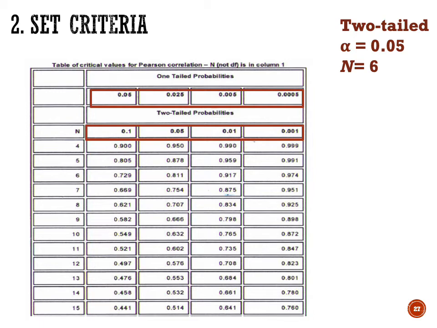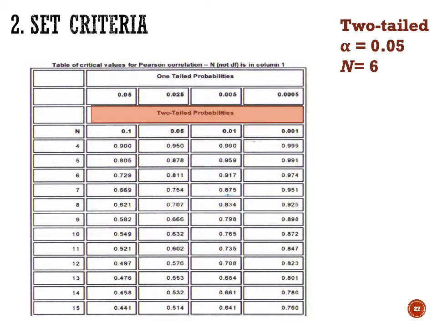Okay, so our test is two-tailed, and we have an alpha level of 0.05, so I can find that in the chart, and then our sample size is 6. So I follow all of these criteria down to find our critical value of 0.811. And then it's 0.81 when we round 2 digits to the right of the decimal.